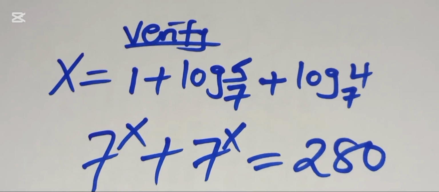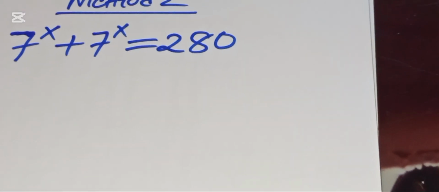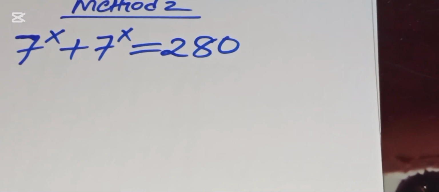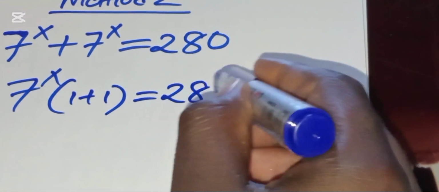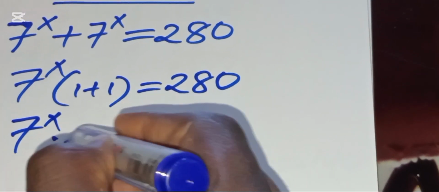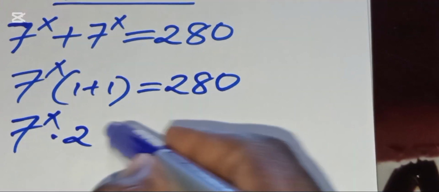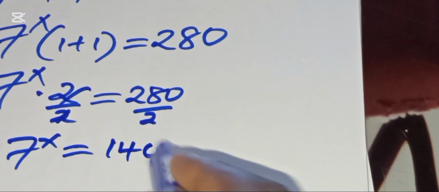Okay, so let me show you quickly method 2 of how to solve this. For method 2, we have 7 raised to power x plus 7 raised to power x is equal to 280. 7 raised to power x is common, so this is 7 raised to power x into the bracket 1 plus 1, which is equal to 280. So we have 7 raised to power x multiplied by 2, since 1 plus 1 is 2, equal to 280. Divide both sides by 2, so 7 raised to power x is equal to 140.